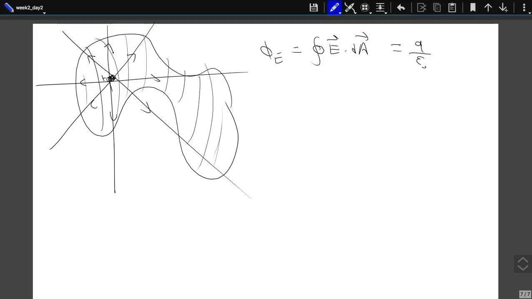Let's count them. Now this contributes plus 1. This is plus 1. This is plus 1. This is plus 1 because they are all going out. That was our choice. We chose that the outward was plus 1. Now this is minus 1. Now this is plus 1. This is minus 1. Here we have plus 1. Here we have plus 1. Here minus 1. Here plus 1. Here we have plus 1. Here we have plus 1.